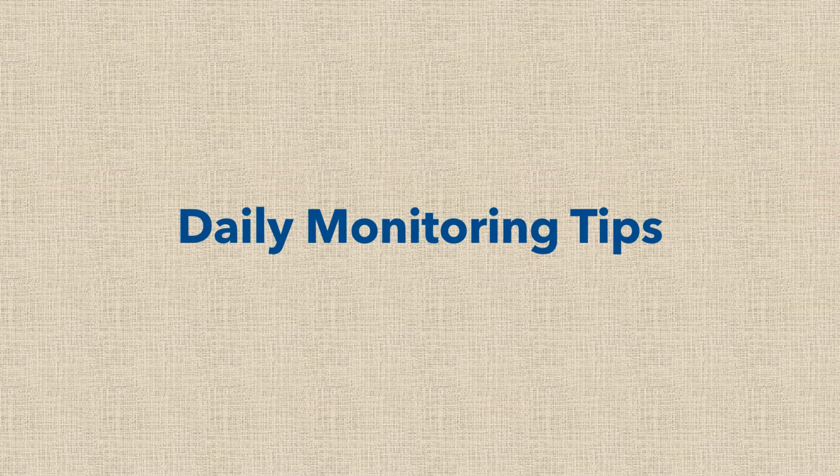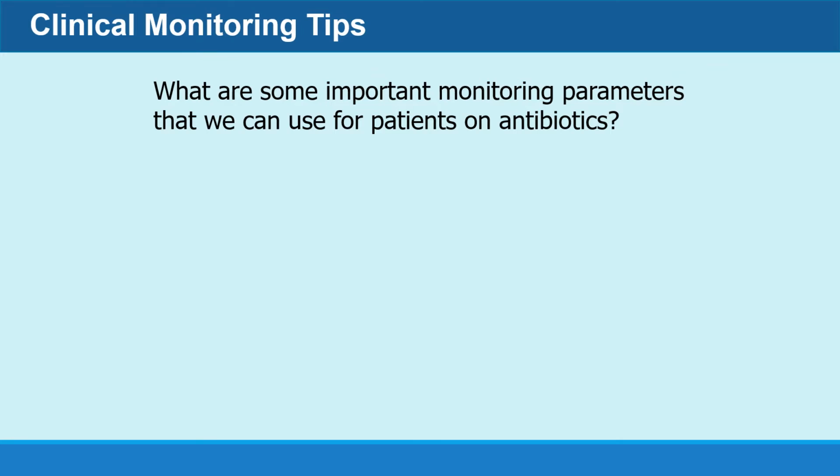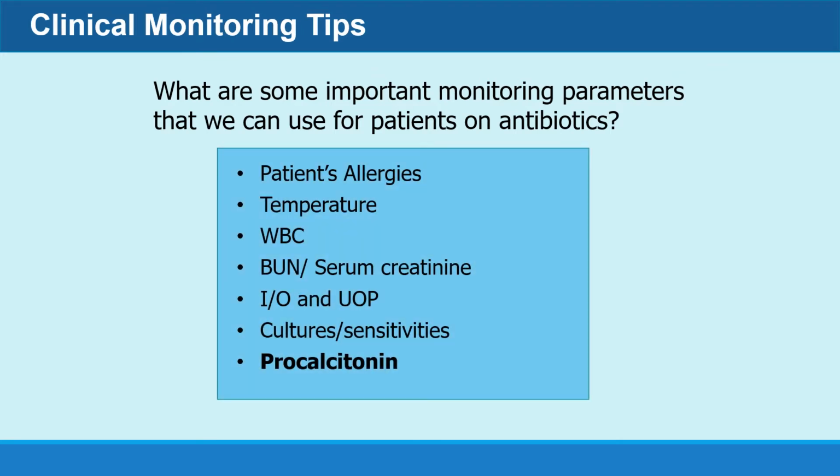Let's move on and talk about some daily monitoring tips. What are some important parameters that we can use to monitor patients on antibiotics? Well, we can look at the patient's allergies, their temperature, their white count, their BUN, serum creatinine, their inputs and outputs and urine output, their cultures and sensitivities, and a new one, procalcitonin, which we'll discuss in a few slides.